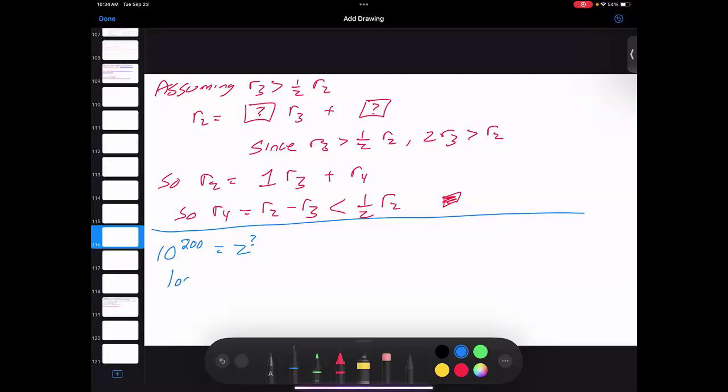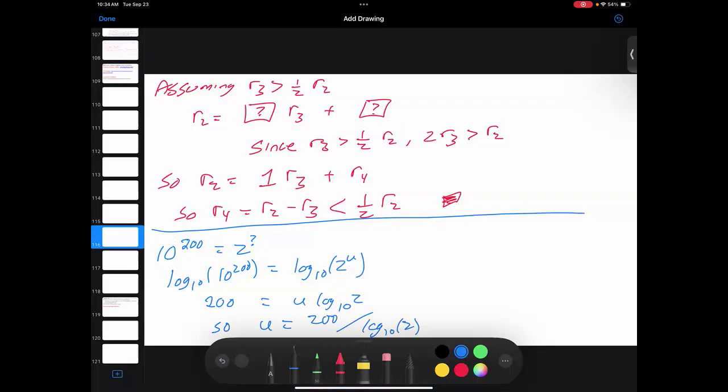So the log base 10 of 10 to the 200 equals, let's call this the log base 10 of 2 to the, can't use x because we use x for other things. Let's use u. So what's the log of 10 to the 200 base 10? 200, right? And that's going to be u times the log base 10 of 2. So u is 200 divided by the log base 10 of 2. Anybody know what the log of 2 base 10 is? I think it's about 0.69.